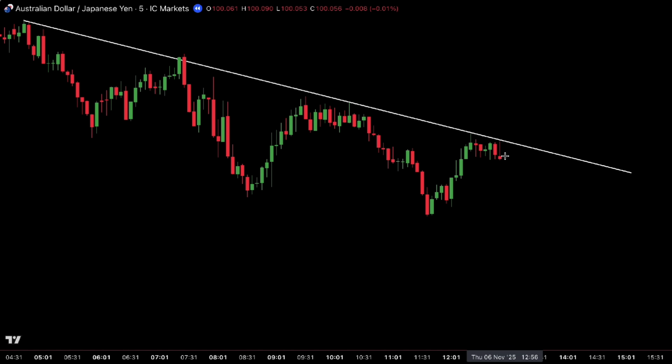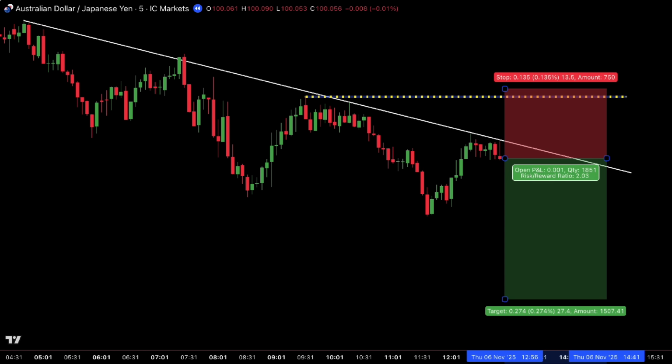Some traders wait for the pin bar to close before entering, place their stop loss above the trend line or nearby resistance, and aim for a target that offers at least a 2-to-1 risk-to-reward ratio. Now look at what happens next. Price continues moving downward and eventually reaches the target area.